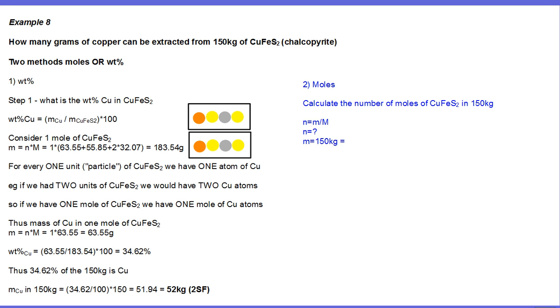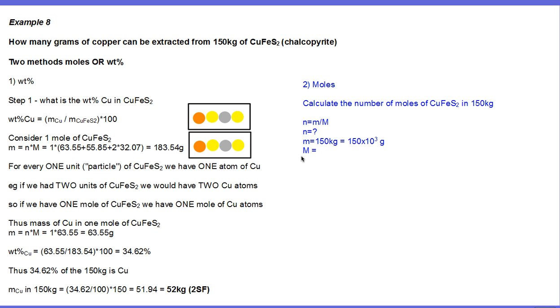So once again, I put my data down, I'm trying to find the number of moles. I've been given 150 kilograms of chalcopyrite, but there's a catch here. See if you think of the catch. Yes, that's right. The catch is in chemistry we use grams as our mass unit, so we've got to convert this from kilograms to grams. So that's 150 times 10 to the 3 grams, or 150,000 grams.